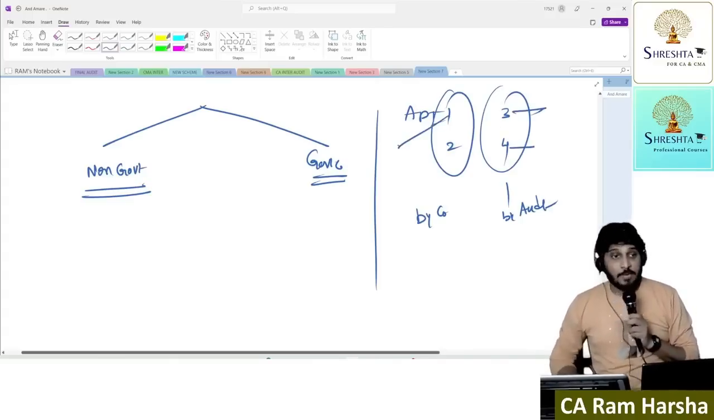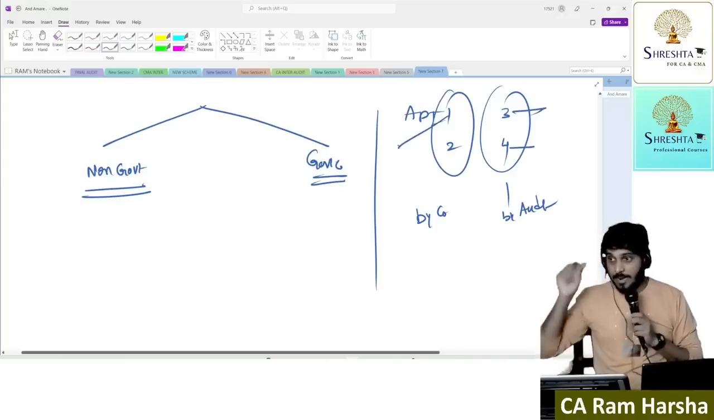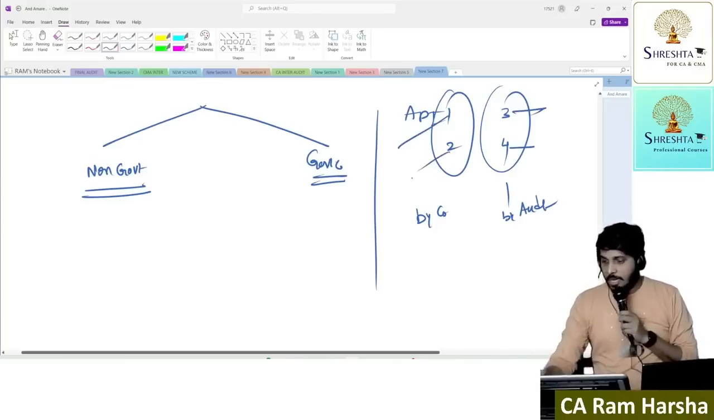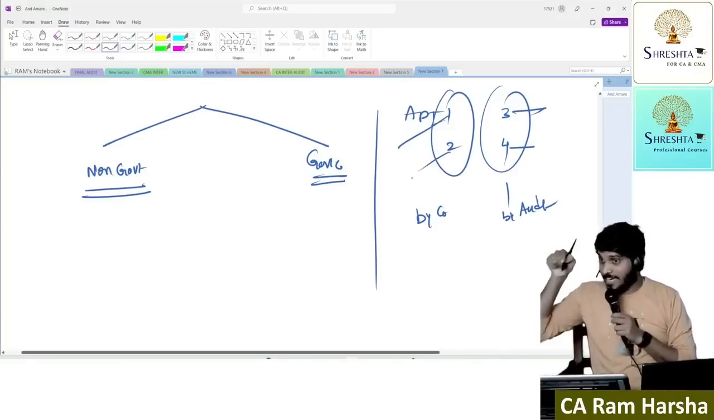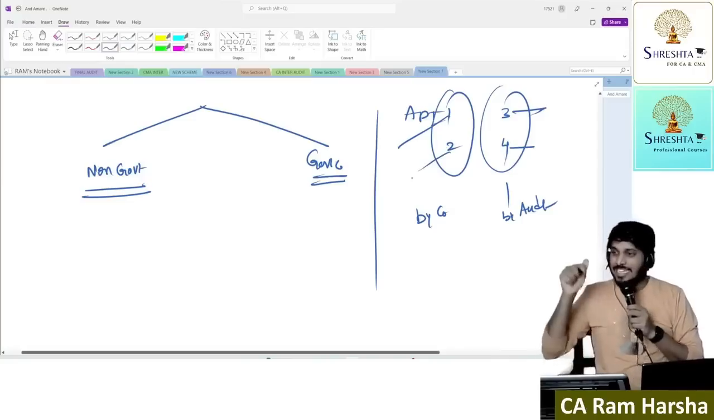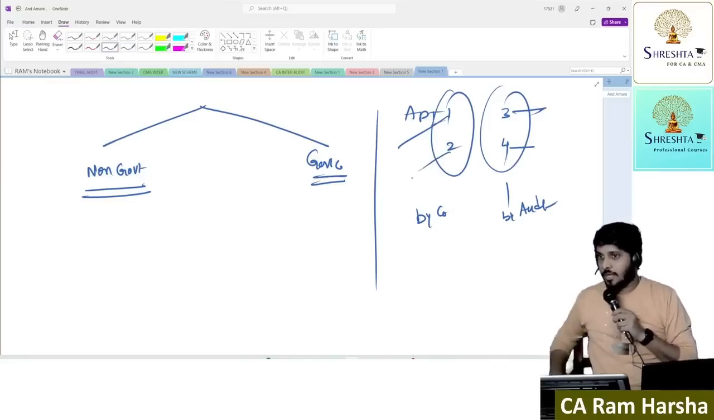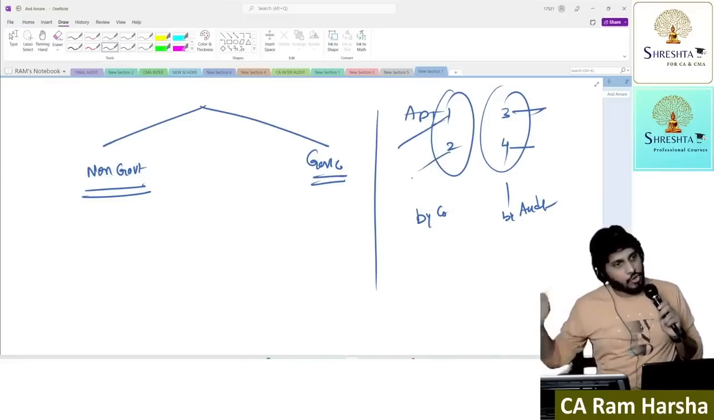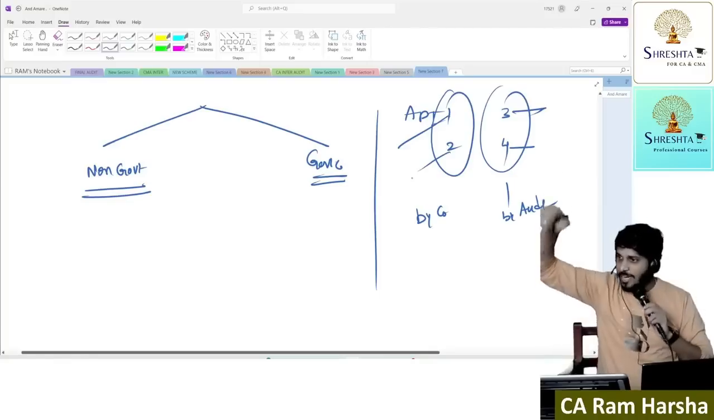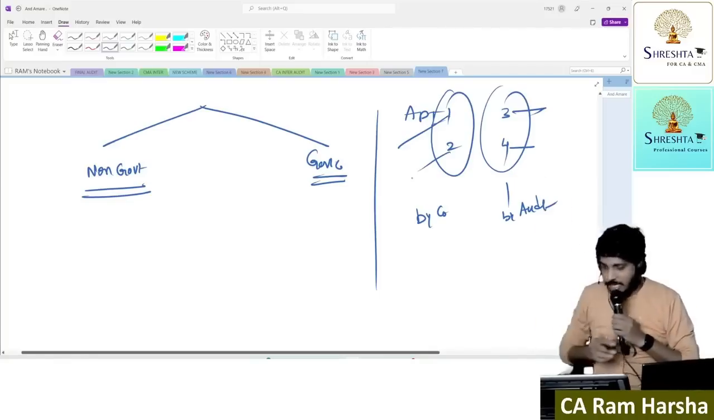ADT1 is the appointment of auditor by the company. Means the company did the appointment, so they need to inform. If the company wants to remove the auditor, say they did remove, so they need to file. Resignation, who did? Auditor. So he has to file. Fraud, who should report? Auditor. So who should file? Auditor. That's why 1 and 2 by the company, 3 and 4 by the auditor.